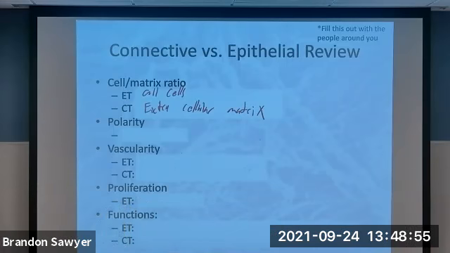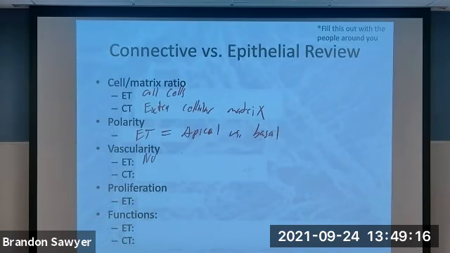The polarity thing, where does that come into play? Which tissue cells have polarity? Epithelia, right? So we got the apical side versus the basal side. Okay, so ET, we got apical versus basal.